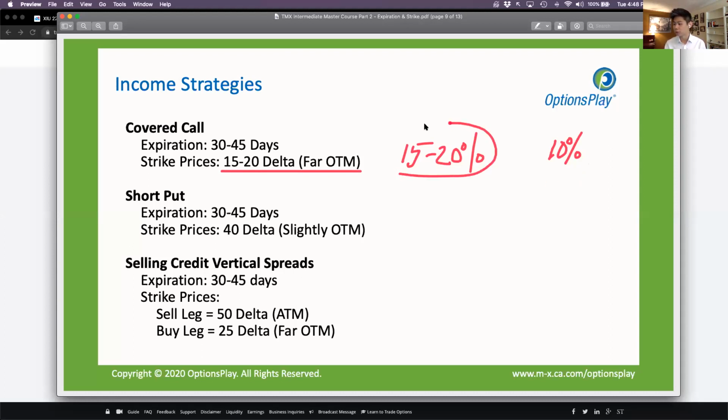But if you choose delta every single month, you should expect about 15 to 20% of the covered calls that you sell will have your stock called away, or roughly 80 to 85% of the calls you sell will expire worthless. So that's why it's so important to use delta to calculate your strike prices, because it naturally accounts for volatility. I want to make sure everyone understands that.